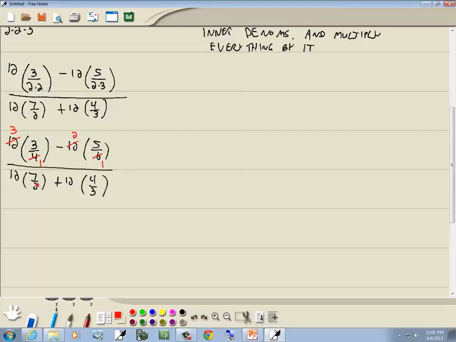Here we've got 12 and 2, they're both divisible by 2. 2 divided by 2 is 1. 12 divided by 2 is 6. And here we've got 3 and 12, and they're both divisible by 3. 3 divided by 3 is 1. 12 divided by 3 is 4. So we've got 3 times 3, which gives us 9, minus 2 times 5, which is 10, over 6 times 7, which is 42, plus 4 times 4, which is 16.